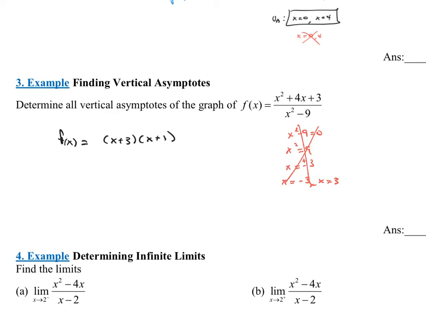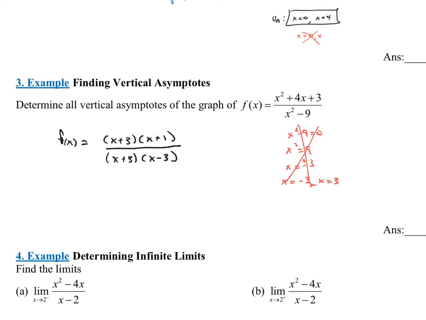Foil that out to double check that that works. x squared plus x plus 3x would be x squared plus 4x. 3 times 1 is 3, so I'd have x squared plus 4x plus 3. That factors out properly. x squared minus 9 is a difference of squares. I know that factors into x plus 3 and x minus 3.